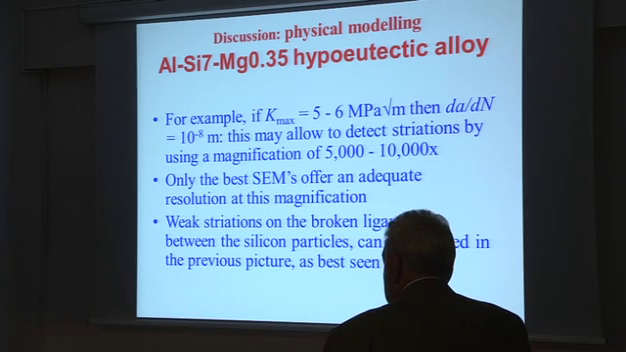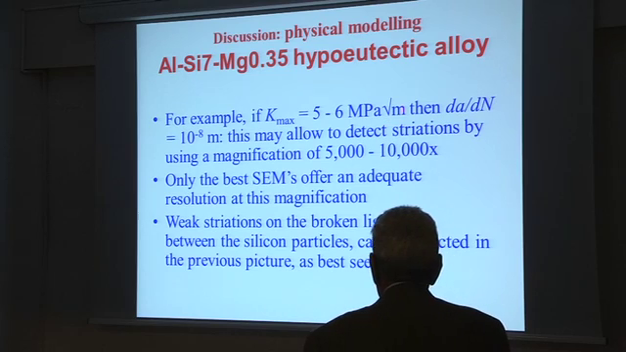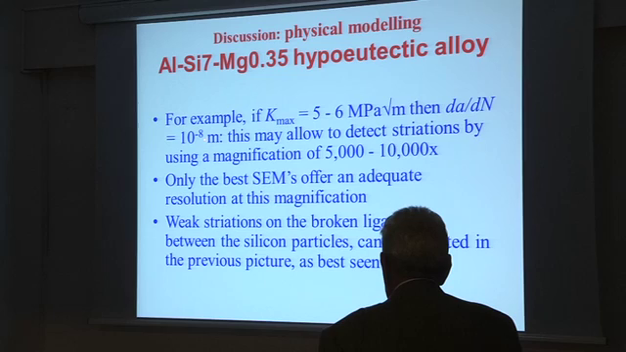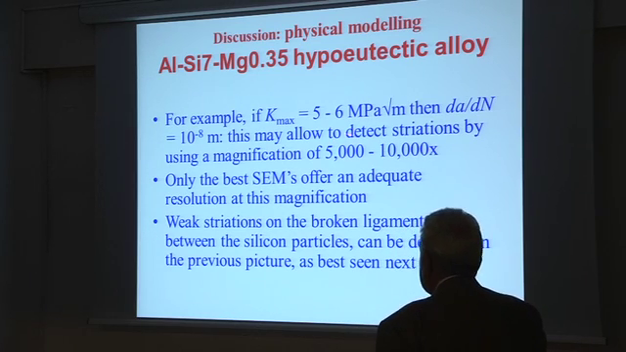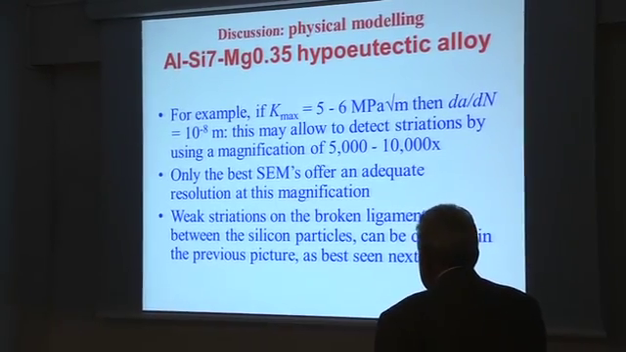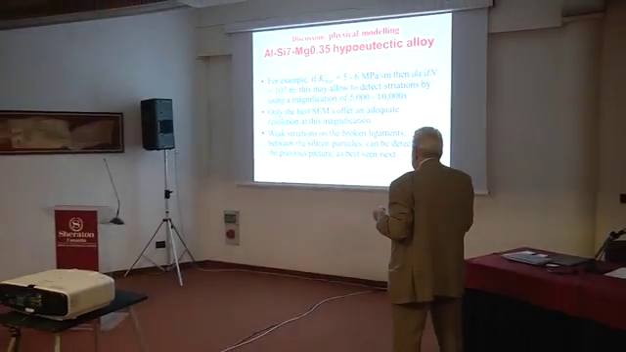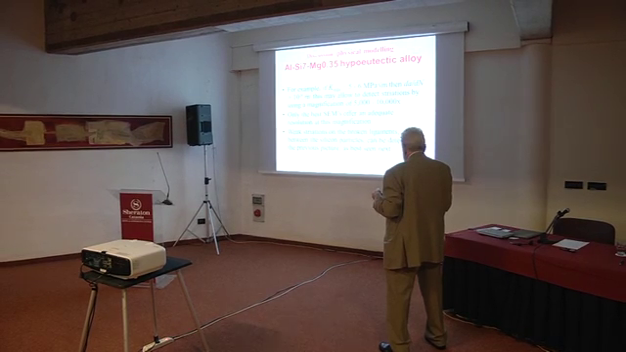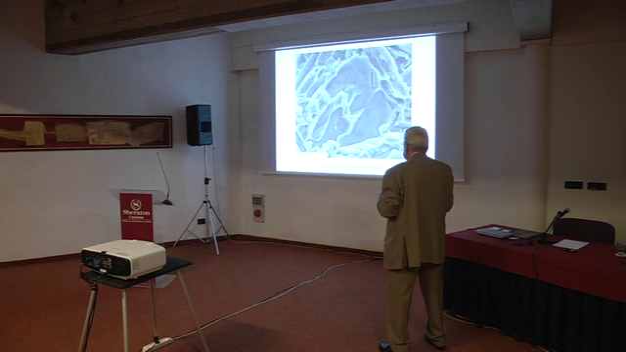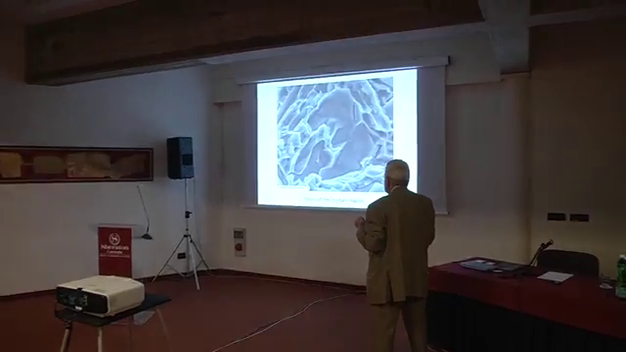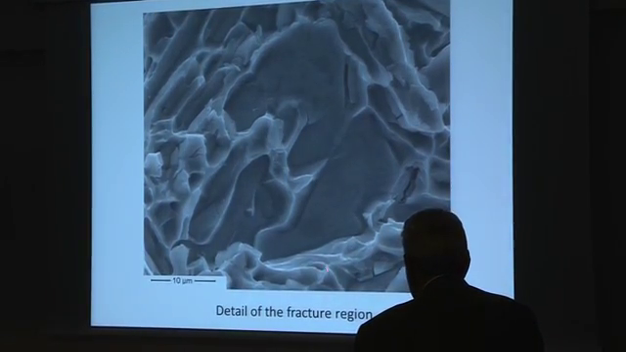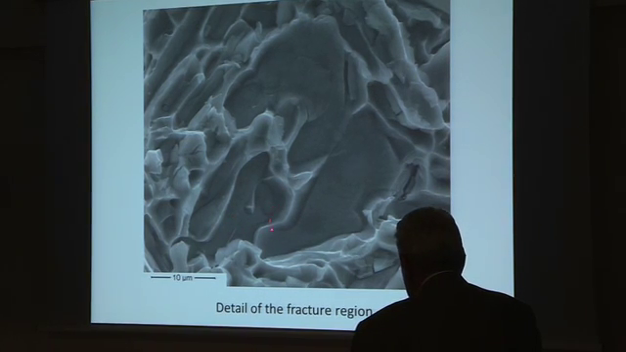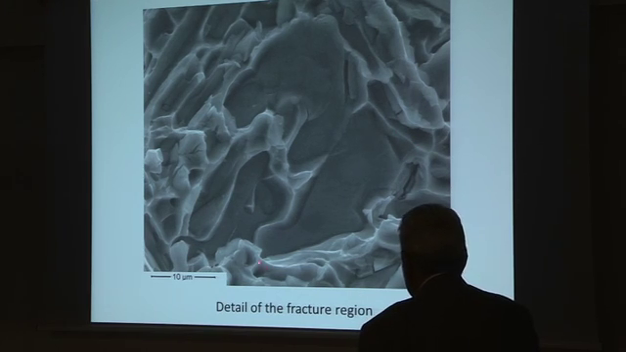To detect the striation, if K max is 5 to 6 megapascal square root of meter, then the da/dN is 10 to the minus 8, and this may allow detecting the striation by using a magnification of 5,000, 10,000. Weak striations on the broken ligaments between the silicon particles can be detected in the previous picture, as best seen. Next, here are the grooves on top. You see over here, and over here. These are signs of fatigue, and see the broken silicon particle, how tightly tied it is to the existing aluminum ligaments.